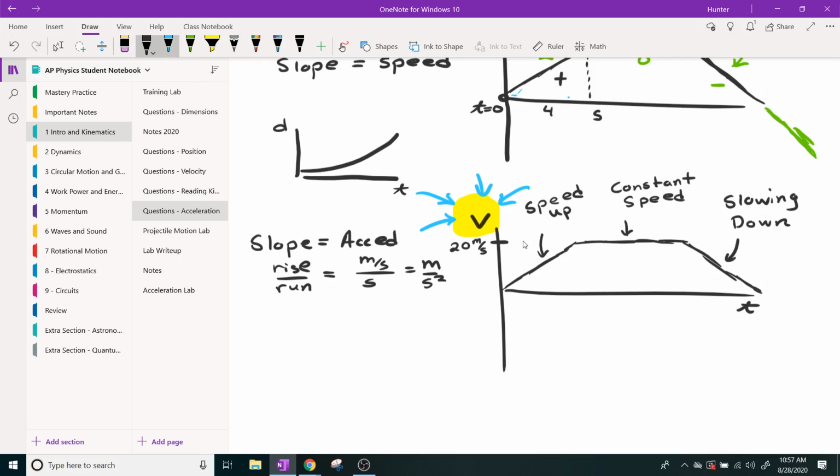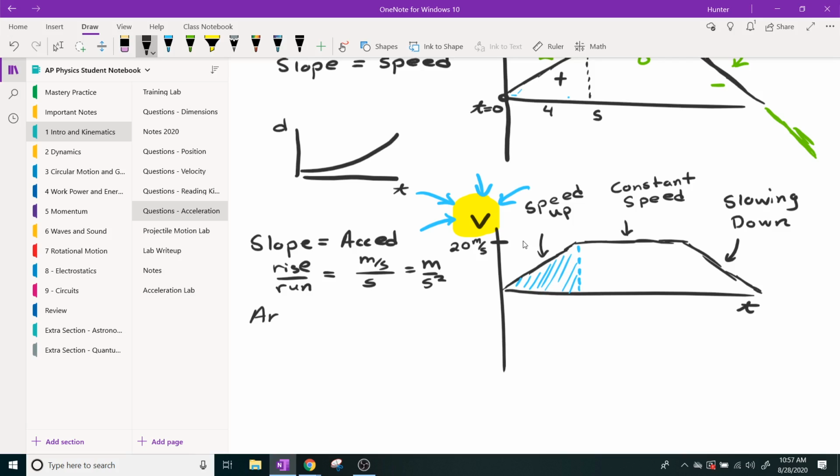Now, if you want to find the total distance that was traveled, then you can calculate the area under the curve, and it will tell you the total distance that was traveled. And here's where it works, and it is dimensionally accurate, and I'll show you that it's dimensionally accurate.